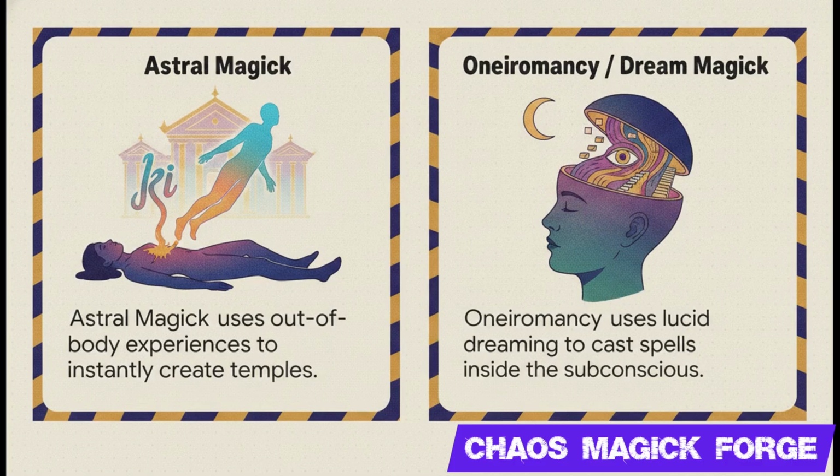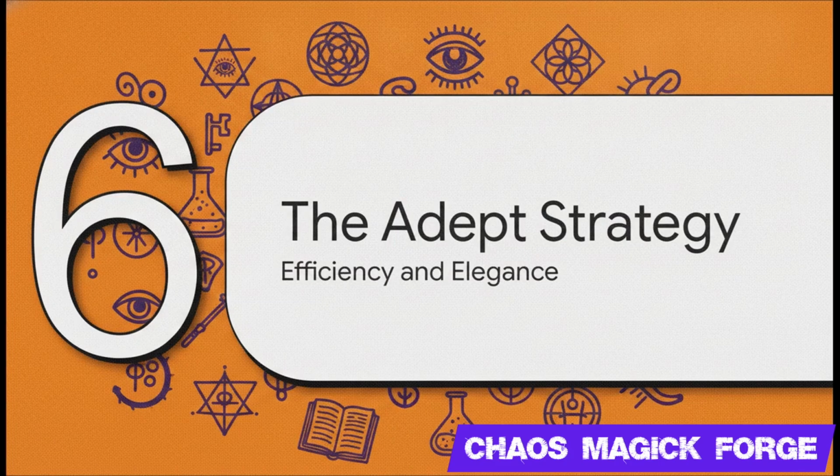Alternatively, we have oniromancy, or dream magic. This uses lucid dreaming as a direct terminal into your subconscious. You can literally cast spells inside the dream, confront and integrate repressed parts of your psyche, and incredibly, extract dream concepts or entities into reality by waking up and creating a servitor based on a character you just dreamed about. How wild is that? And finally, Section 6, the Adept Strategy, Efficiency and Elegance.